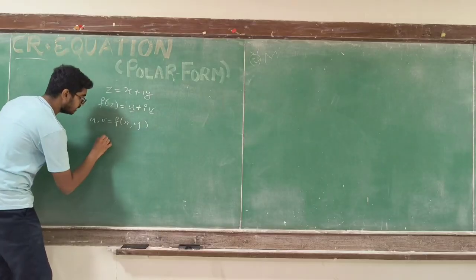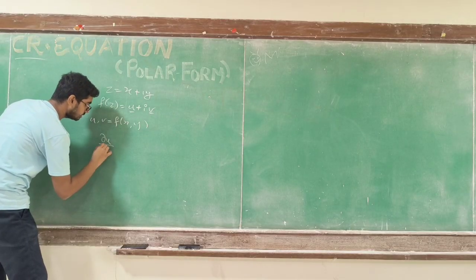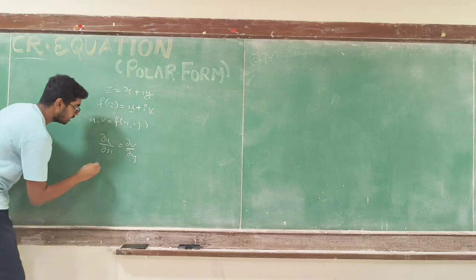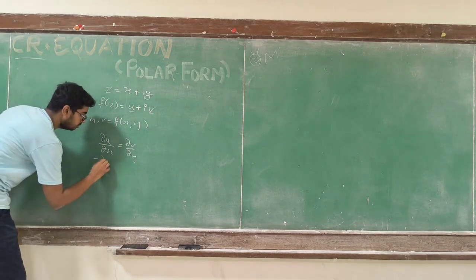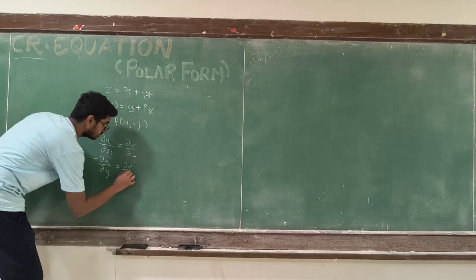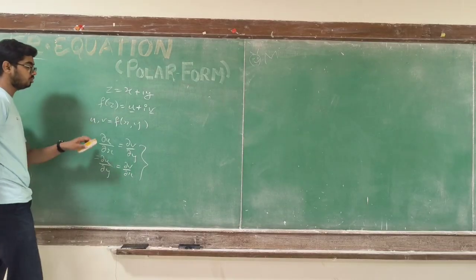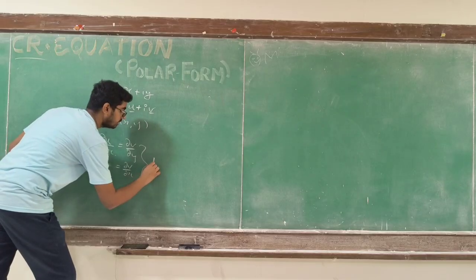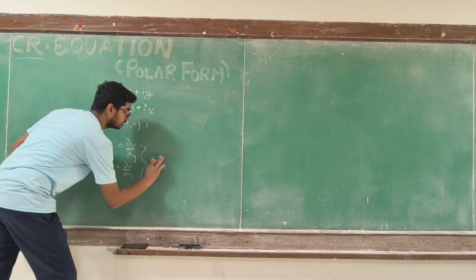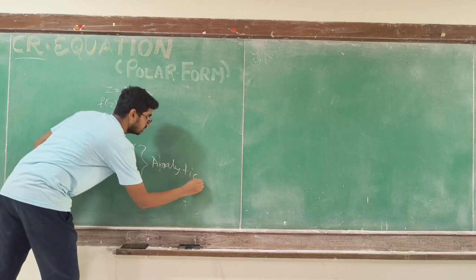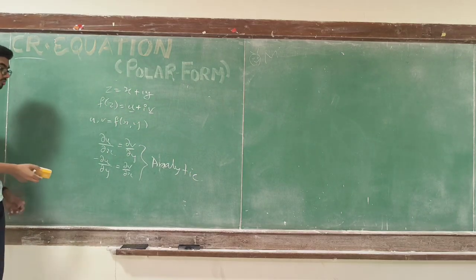The CR equation says that del u by del x is equal to del v by del y, and another condition is del u by del y is equal to minus del v by del x. If the functions u and v satisfy these two equations, then they are said to be analytic. Now how to prove this equation?